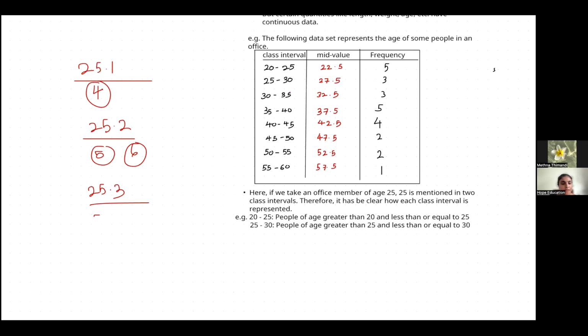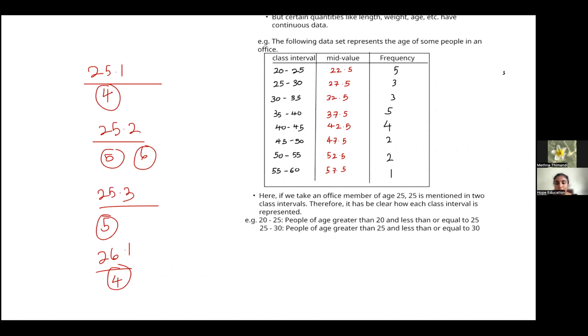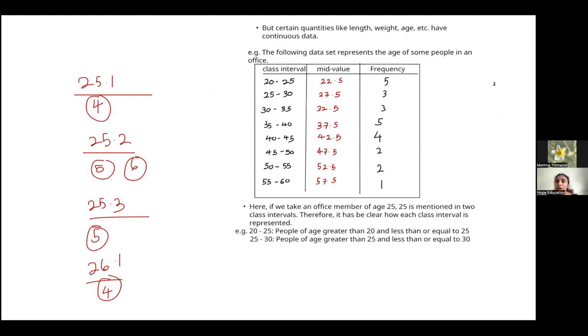And finally, 26.1, the fourth. That's enough. There are five questions, right? Post the homework in the group as well, okay? Before we end the class, do you have any questions or anything to clarify? No, teacher. All right.